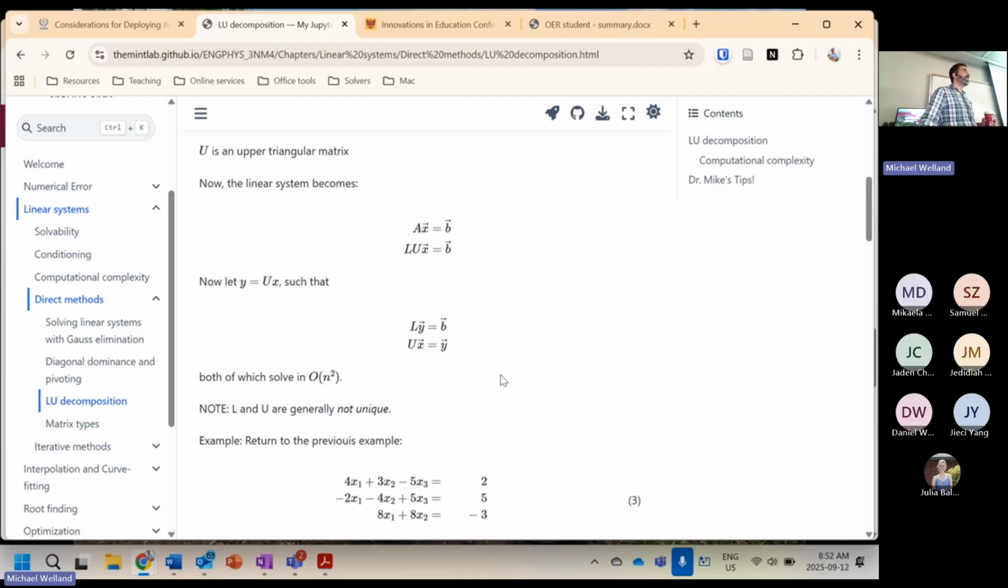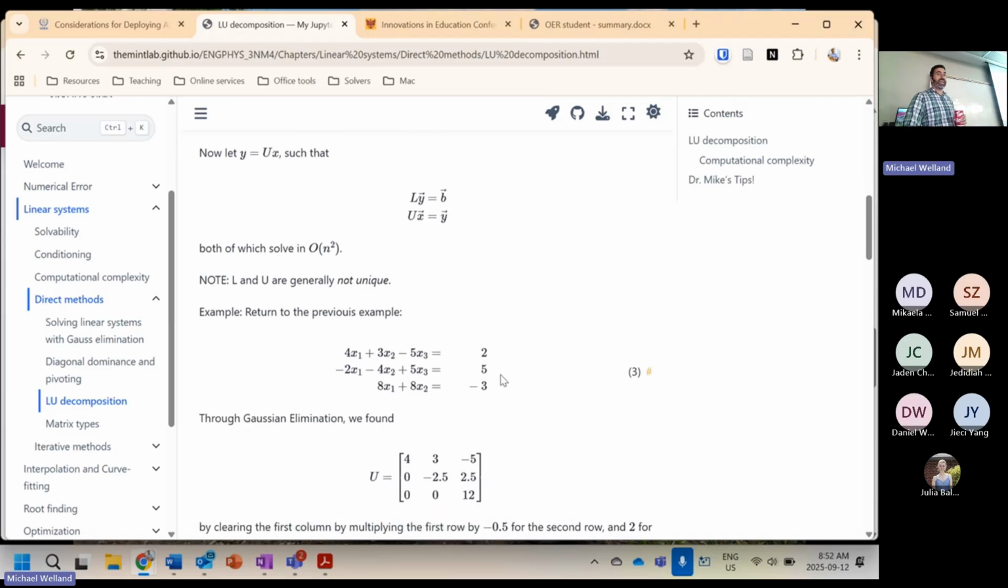The nice thing is that this solves in O(N squared) times 2. Both the forward propagation and the backward propagation: the backward is the solution of the upper triangular matrix, and the forward is the forward substitution of the lower diagonal. In general, L and U are not unique. There are different L's and U's, and the one that you calculate won't necessarily be the same one, even though the product of your 2 matrices still recovers A.